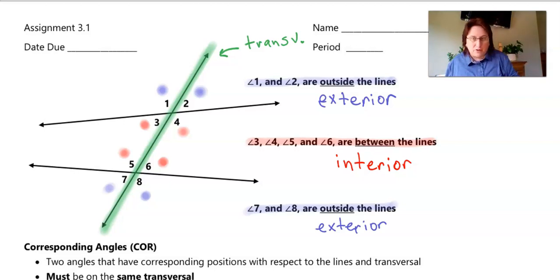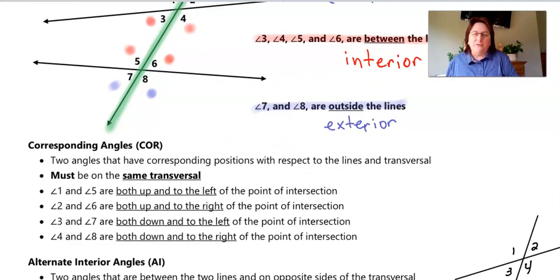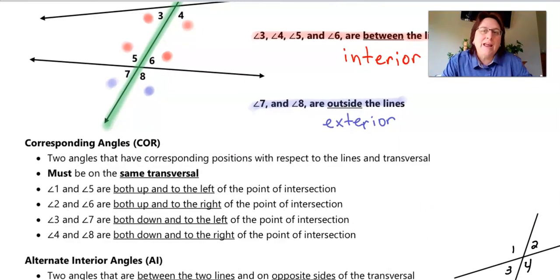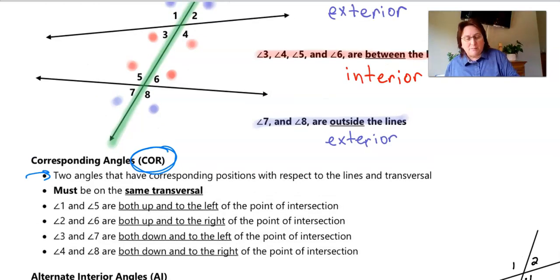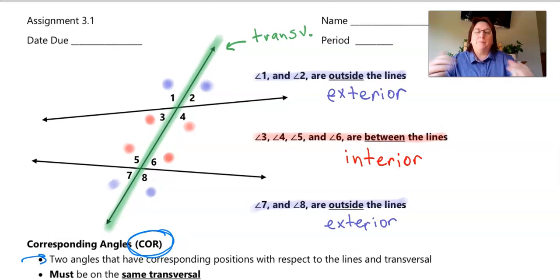All right, let's go take a look. So right here, the very first one says corresponding angles. Corresponding angles are two angles. Oh, let me point this out real quick. Do you see that abbreviation, COR? That's how you can abbreviate corresponding angles. They are two angles that have corresponding positions with respect to the lines and the transversal, and they must touch the same transversal. So what does that mean? Well, this is what that means.